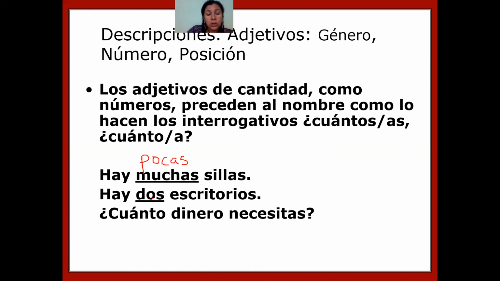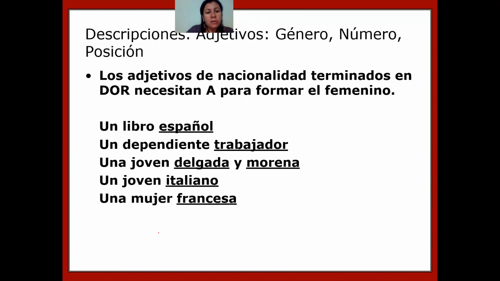Now, if we use actual numbers, hay dos escritorios, hay tres escritorios, the position is the same, they go before the noun. Question: ¿cuánto dinero? We don't know the amount, but it's trying to find out what the amount is. It's still a quantity adjective, and it goes there. Cuánto also agrees in gender and number with the noun, as muchas and pocas do with sillas, see? So we have to pay attention to the noun, so the adjective modifies itself to adjust in agreement of gender and number with that noun that is modified, see?